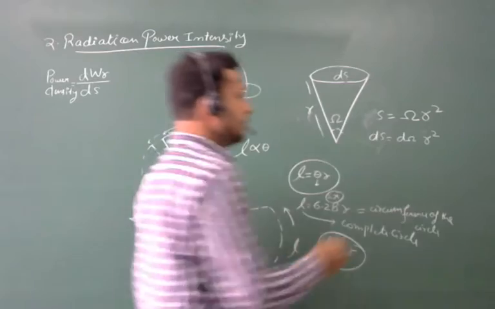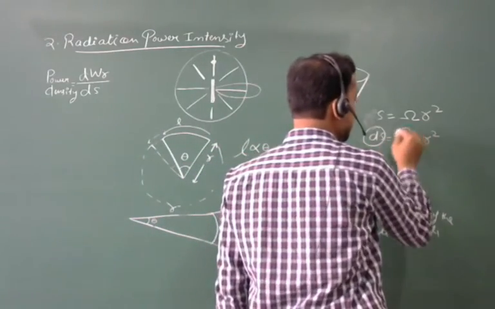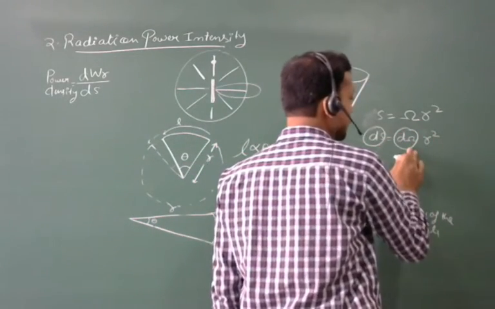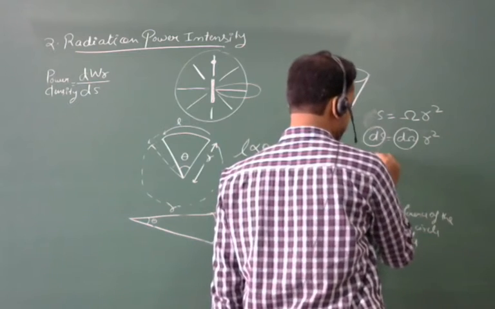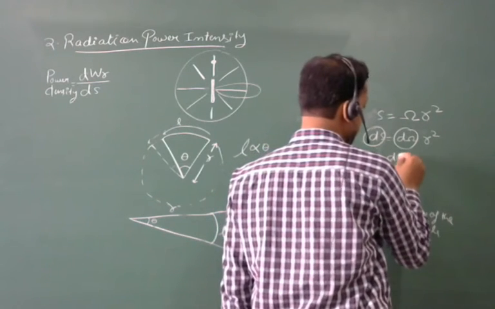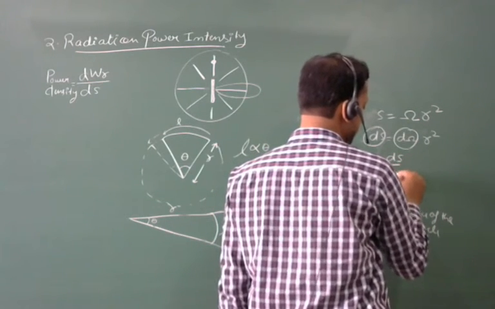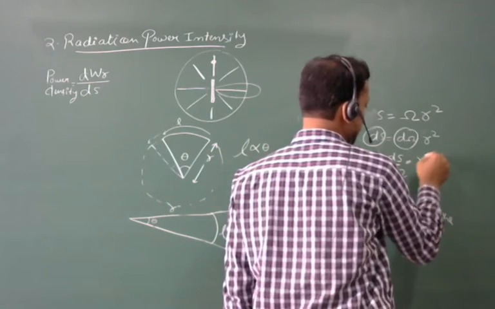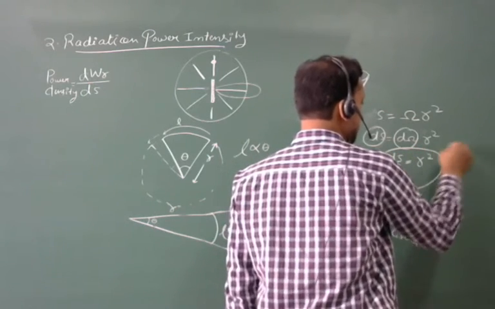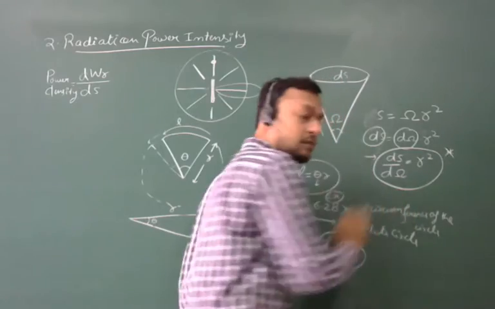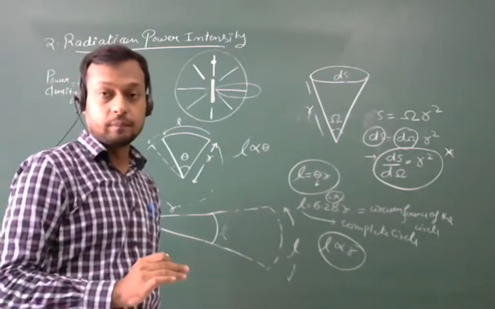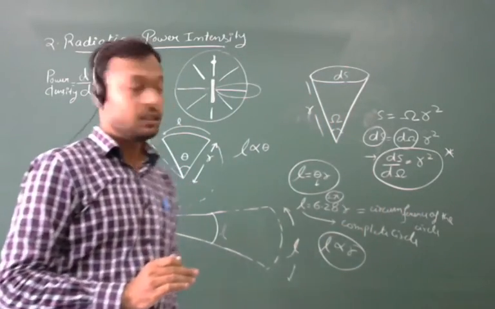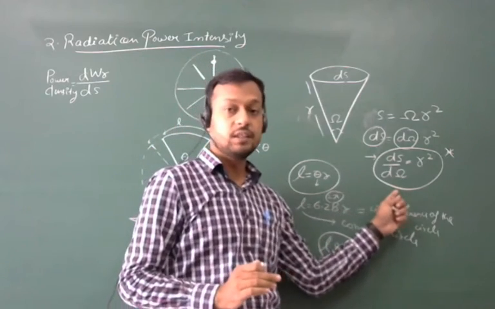So this ds has a relationship with the solid angle as R square. So from here, ds by d solid angle is equal to R square. This is a very important relationship of the surface with the solid angle.